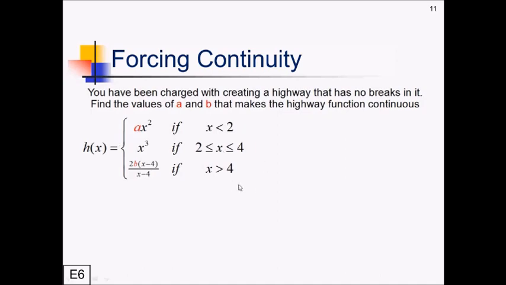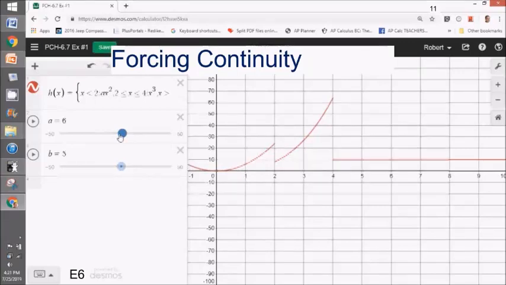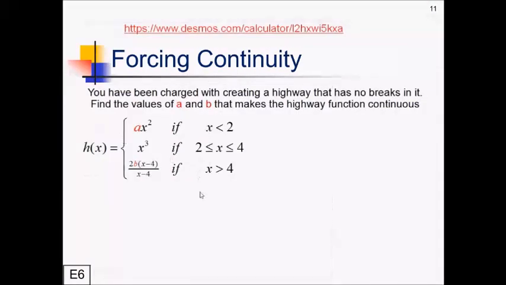Well, just to get a visual of what's going on, I made a little Desmos slider here just to see what we're up against. So we have these three different highway pieces, and we're trying to change the a and b values so these things actually match up. But we need to do it algebraically because we can't just see one of these problems and plug it in Desmos and solve it every time like that. So we're going to do A together, and then you'll try B on your own.